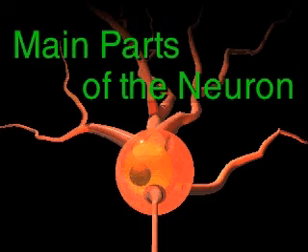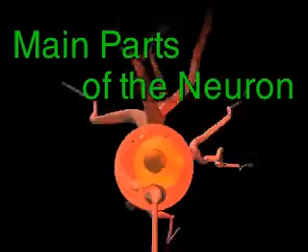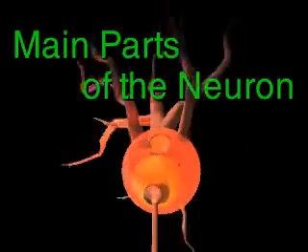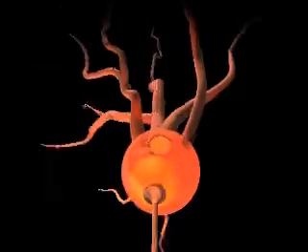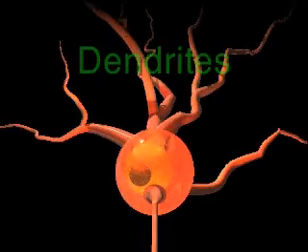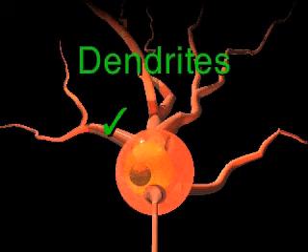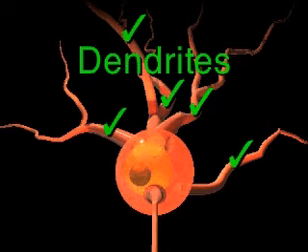A typical neuron consists of three main parts: dendrites, the cell body, and the axon. Dendrites receive information from the axons of other neurons. A typical neuron may have many dendrites which resemble the trunks and branches of trees, and in fact, the word dendrite comes from a Greek word meaning tree.